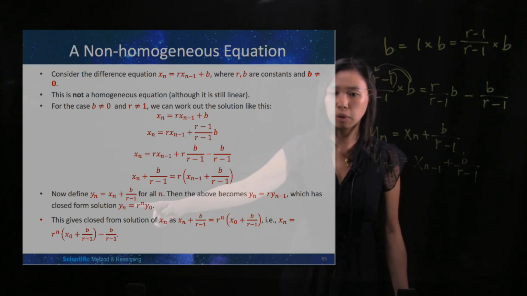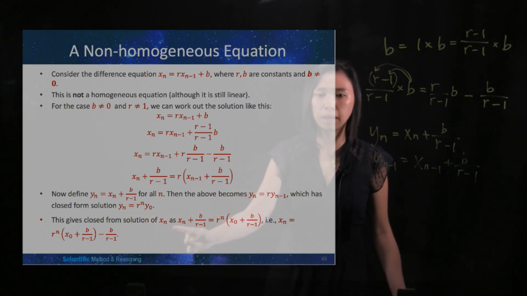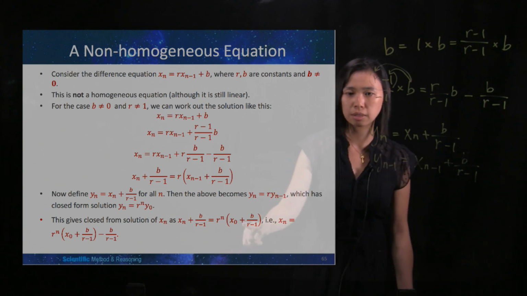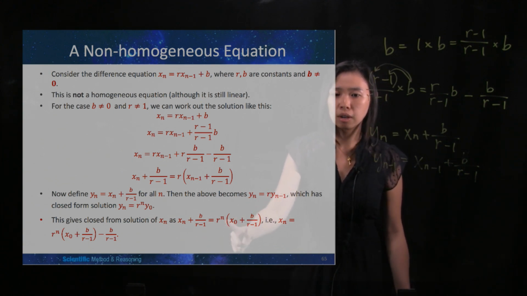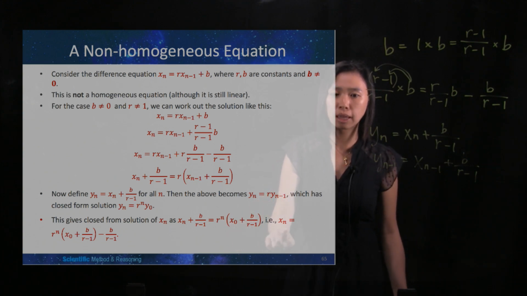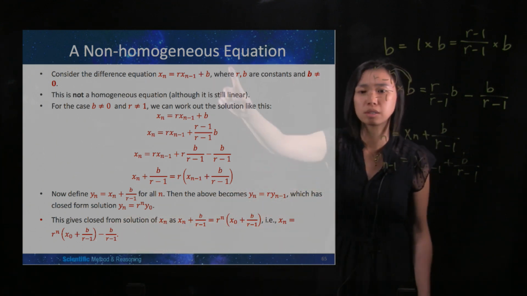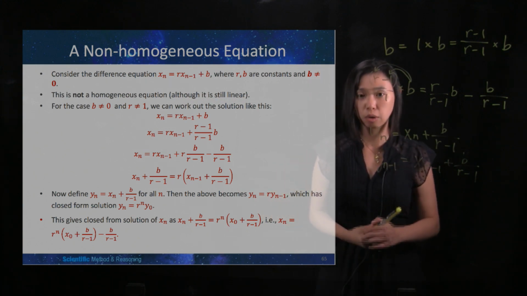So you simply replace your yn back to your xn. Then you will have yn, which is xn plus b over r minus 1, equal to r to the power of n times your y0, which can be changed to open bracket x0 plus b over r minus 1, all right? And you get something here. So since we want xn only, then you can subtract this term to the right-hand side, and then you get this one as the solution to this first-order linear non-homogeneous difference equation.